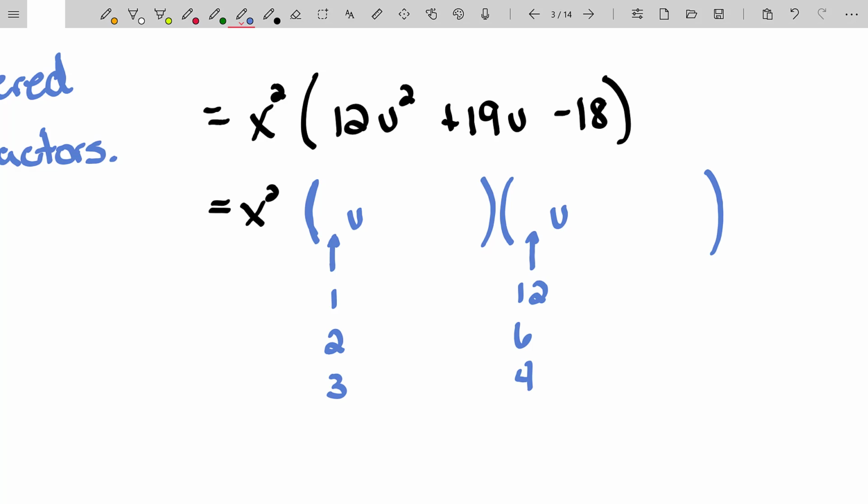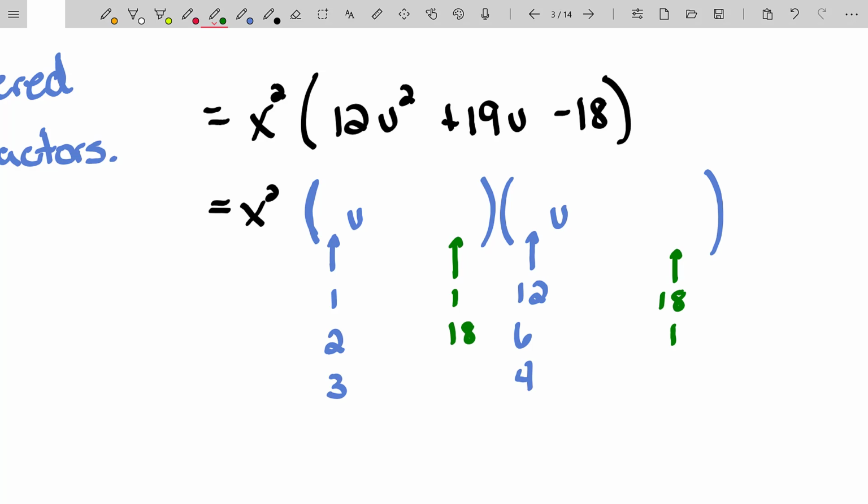Now on the back end, let me use a different color for that. In those spots right there, I need two numbers that will multiply to a negative 18. But I don't really care about the negative part yet. I just care about the fact that I need two numbers that multiply to 18. I'll deal with the negativity a little bit later. So let's list out some factors of 18. Well, 1 and 18. But in this case, you want to keep track of order. So either 1 and 18 or 18 and 1.